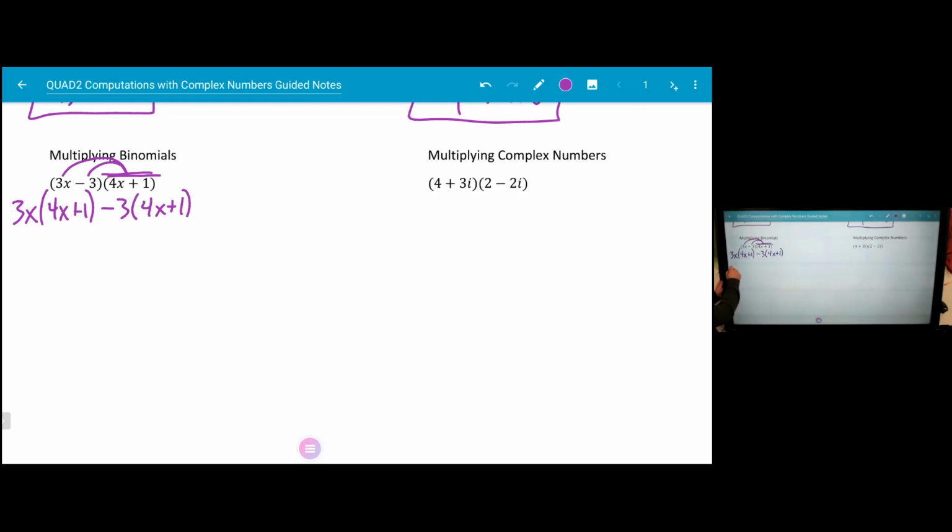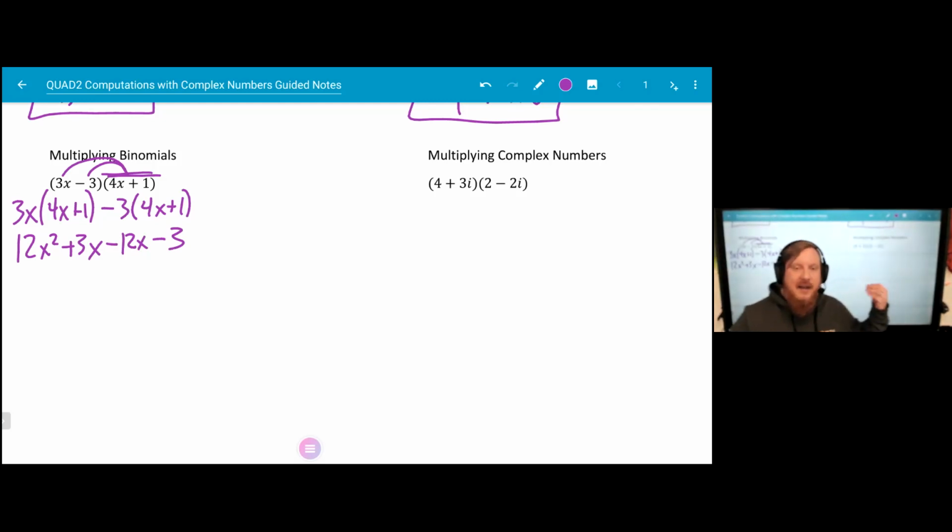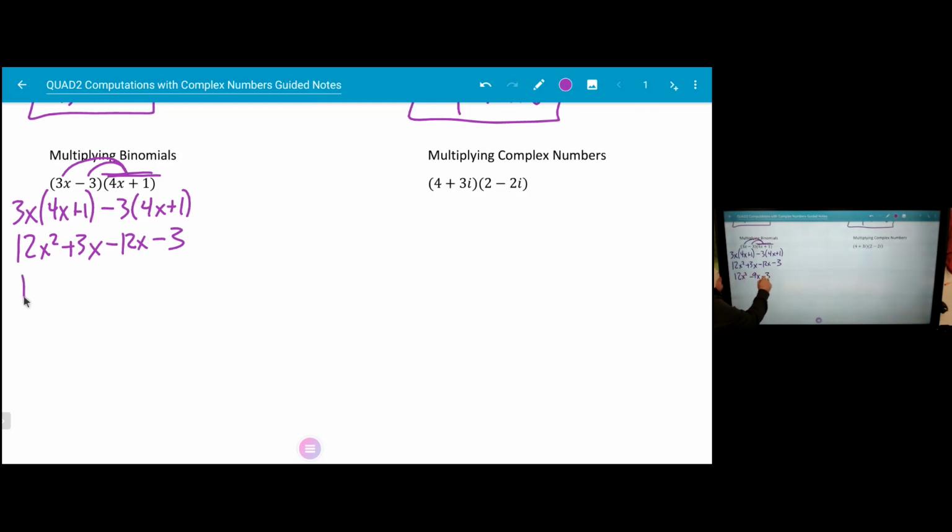I have 3x times 4x, which gives me 12x squared. 3x times 1, so plus 3x. -3 times 4x, minus 12x. -3 times 1 is -3. Now, I'm looking to simplify here. And when I do that, I see I've got an x squared, I've got two x terms, and I've just got a number, right? I can't combine the x squared with anything else, or just a constant with anything else, but I can combine the x terms. So I get 12x squared minus 9x minus 3.